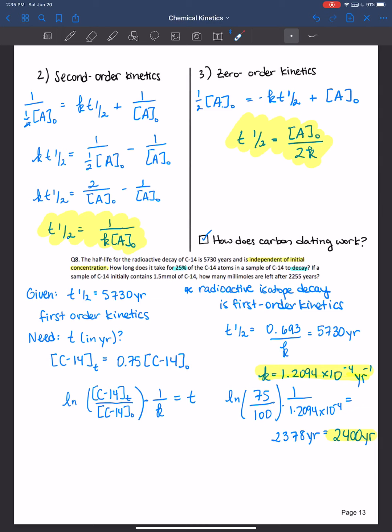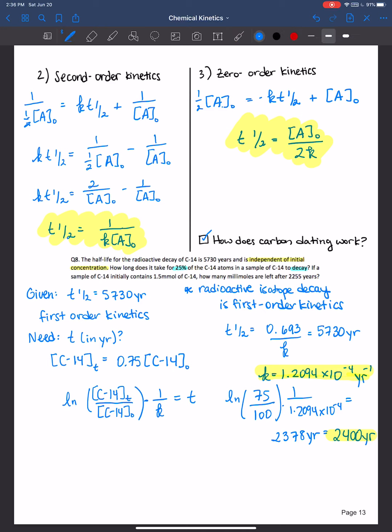All right, let's look at the last question together. If the sample initially contains 1.5 millimoles, and it's okay to work in moles here, it's still an amount, how many millimoles are left after 2,255 years? So once again, we will have to use the integrated rate law. And we will use K as well since we're talking about the same process here.